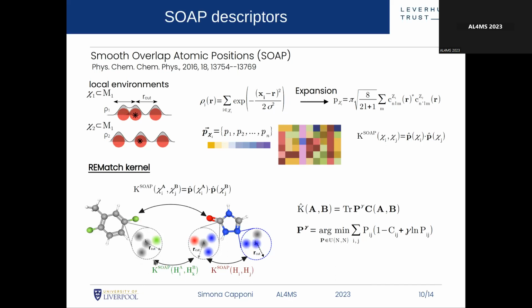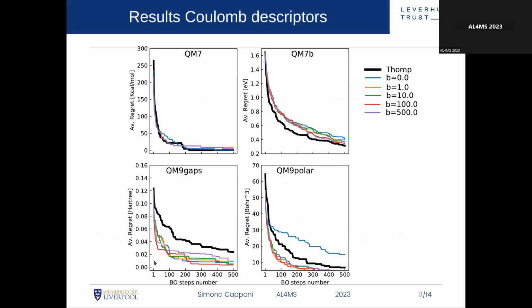So now I pass to describing the results better. These are the results with the Coulomb descriptors. Each graph represents a different data set, and the black thick line represents another method, Thompson sampling, which is a method largely used for Bayesian optimization in discrete spaces. We benchmarked against that, and we can see that typically for this kind of descriptor, our method is quite more performant than Thompson.